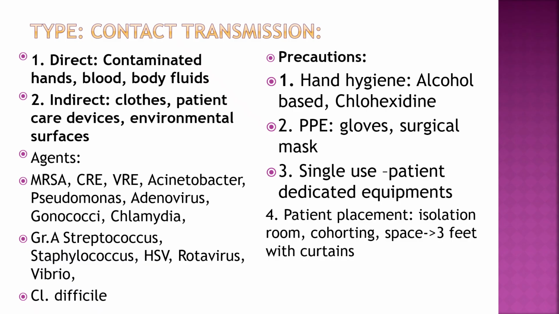So precautions here. The most important step, first one, is hand hygiene. Alcohol based or chlorhexidine based sanitizer should be used for hand rub or hand wash. Then personal protective equipment like gloves, surgical mask. Then single use, patient dedicated equipment should be there, and the patient should be placed in an isolation room, or cohorting can be done. Cohorting means when the same group of symptoms is present in many patients, they can be kept in a room together. The space should be more than 3 feet. With curtains you can isolate the patient.